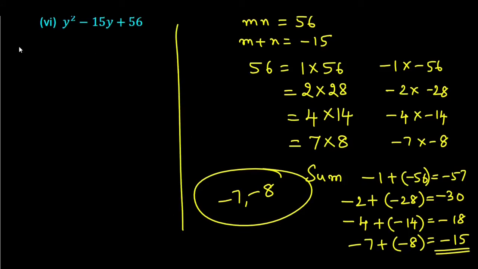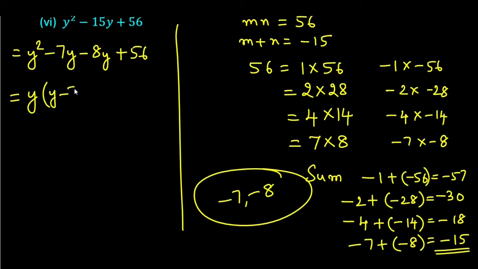So we can write this as y square minus 7y minus 8y plus 56. Here we have written minus 15y as minus 7y minus 8y. In these two terms, y square minus 7y, we have y as common factor. We can take y as a common factor. So y into y minus 7.